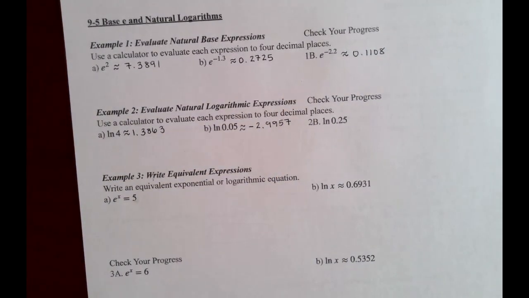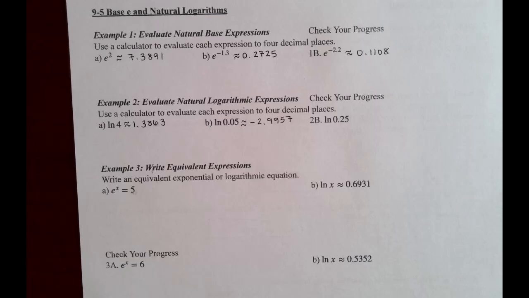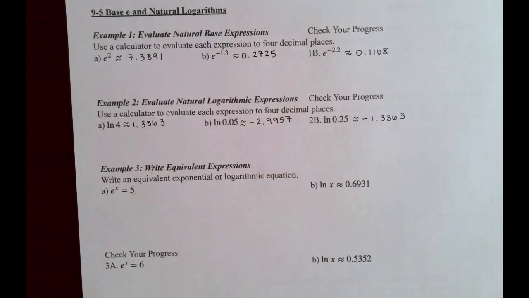So why don't you try CYP 2B, and then once you're done, come check your answer. You should have gotten negative 1.3863. If you got this wrong, please shoot me an email, or else you won't be able to do any of the other problems here. You need to make sure you know how to type it into your calculator.